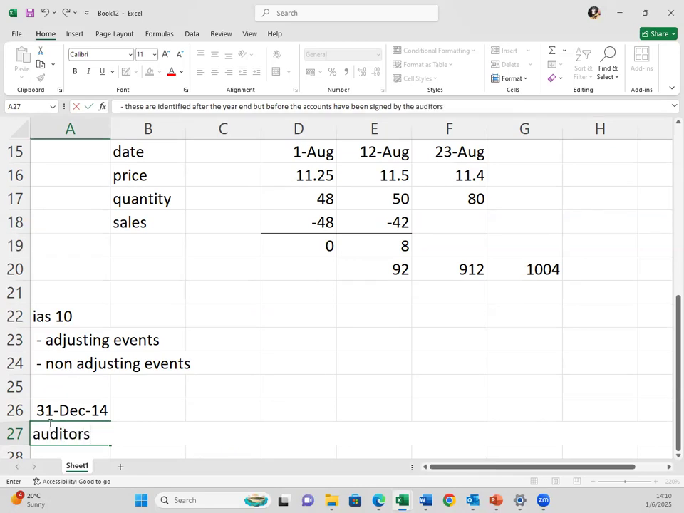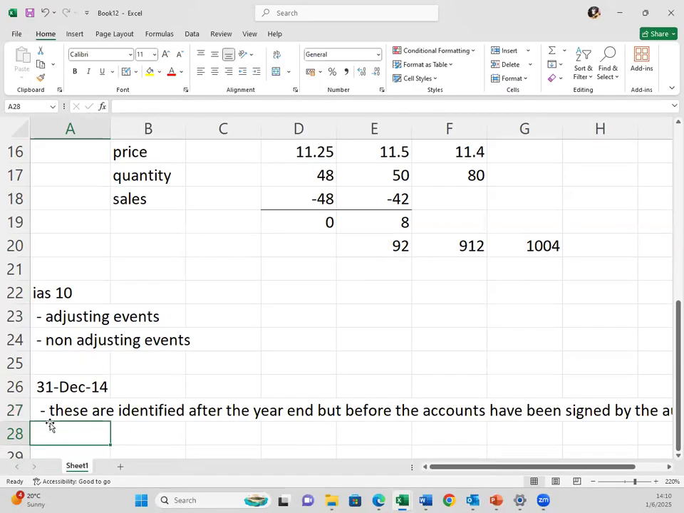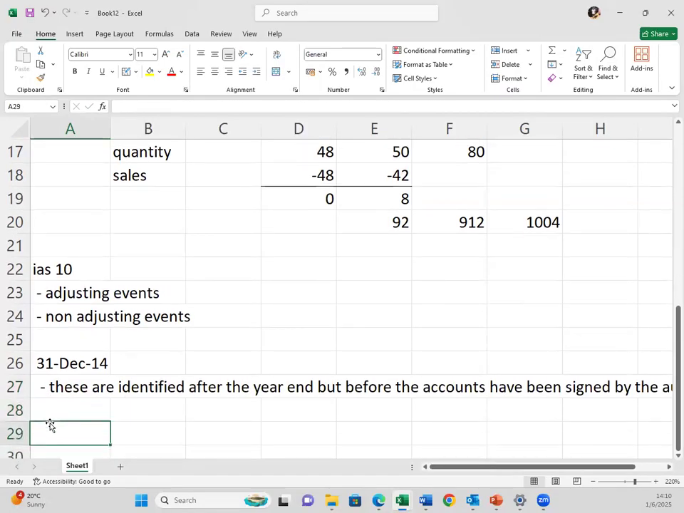So the auditors have not signed the accounts yet to confirm that everything is true and fair. Then we come across these events. So we either adjust the financial statements, or we can say this event is a non-adjusting event.